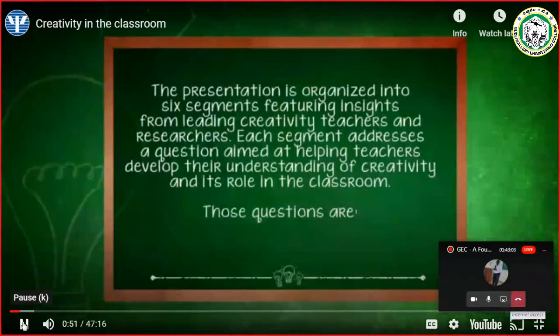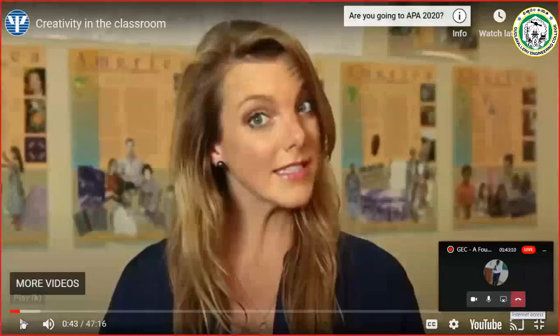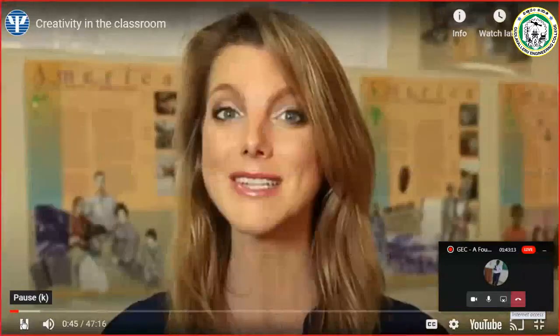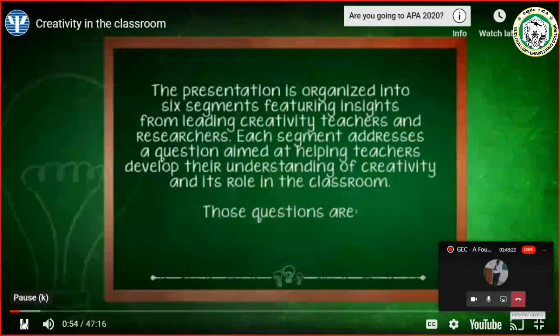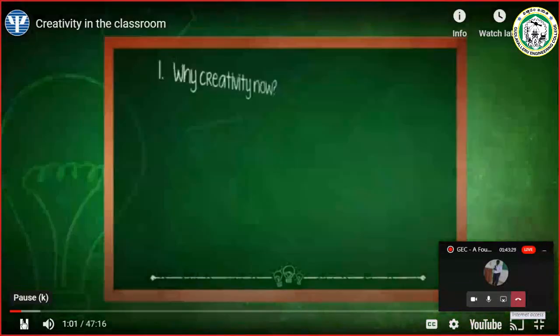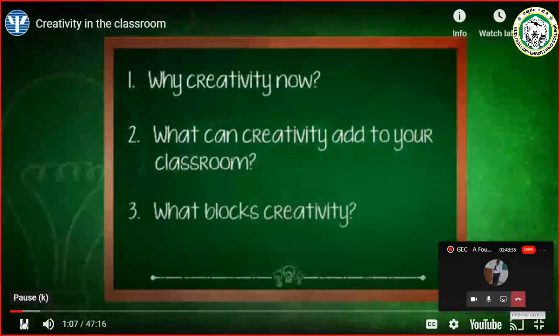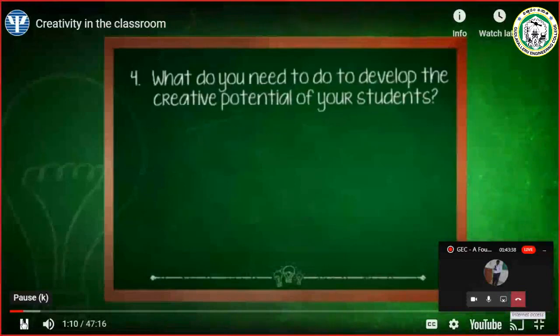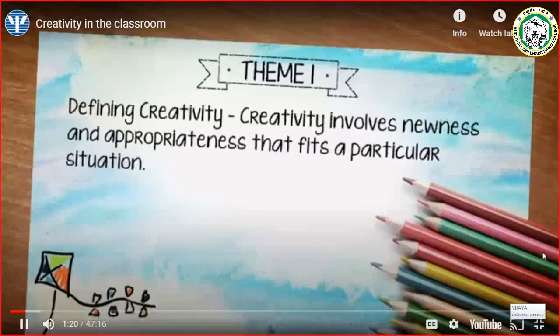About how to better understand creativity and its role in the classroom. The presentation is organized into six segments. Each segment addresses a question aimed at helping teachers develop their understanding of creativity and its role in their classroom. Those questions are, why creativity now? What can creativity add to your classroom? What blocks creativity? What do you need to do to develop the creative potential of your students? What can you do to be more creative in your own teaching? Where can you go from here? Theme 1. Defining creativity.